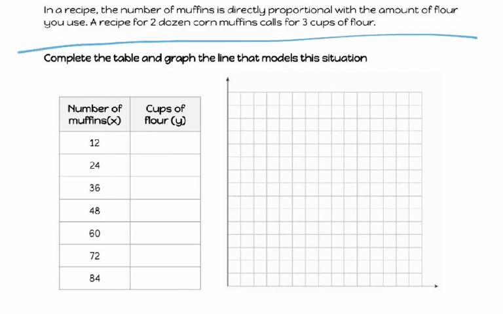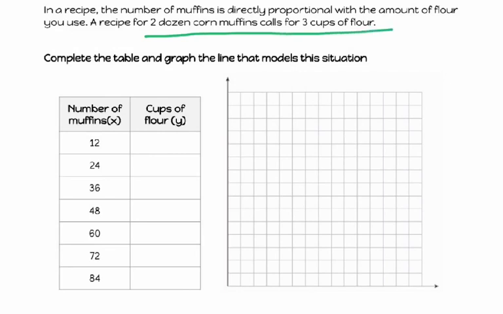In a recipe, the number of muffins is directly proportional with the amount of flour you use. A recipe for 2 dozen corn muffins calls for 3 cups of flour. Complete the table and graph the line that models this situation. Cool. All right. Let's go in green. So our information here, 2 dozen corn muffins calls for 3 cups of flour. 2 dozen. Well, 1 dozen is 12. 2 dozen I know is 24.